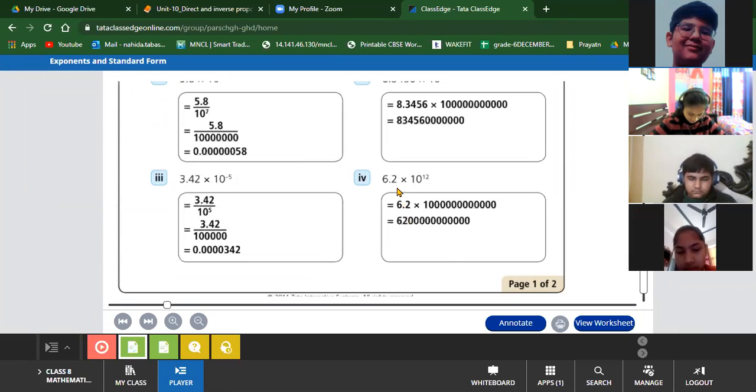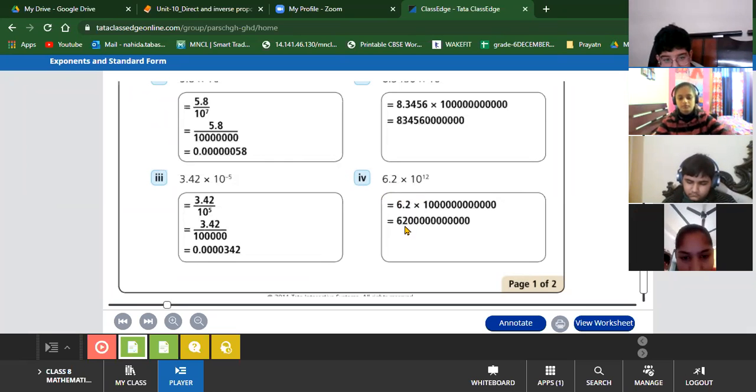Very good, Siddhu. And the last one is again a positive power. So you just need to multiply it and shift the decimal towards the right hand side. So 6, 2, 1, 2, 3, 4, 5, 6, 7, 8, 9, 10, 11 times. Because the power was 12, out of 12, the one digit was already there. So you would have to just put 11 zeros after the number.